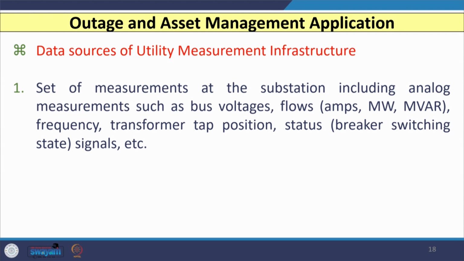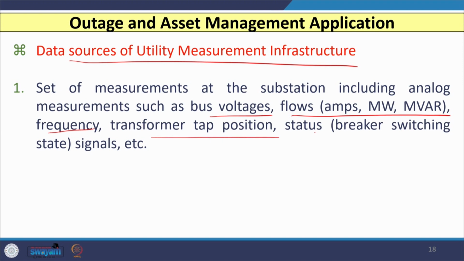So, data sources of the utility measurement infrastructure we have divided into 2 groups. So, the first group of data is captured by the utility, and this data are related to, let us say, bus voltages, the line and power flows, frequency, transformer tap position, and some status signals like relay or breaker status, whether relay has operated, whether breaker has operated or not. So, all those are captured by the utility.